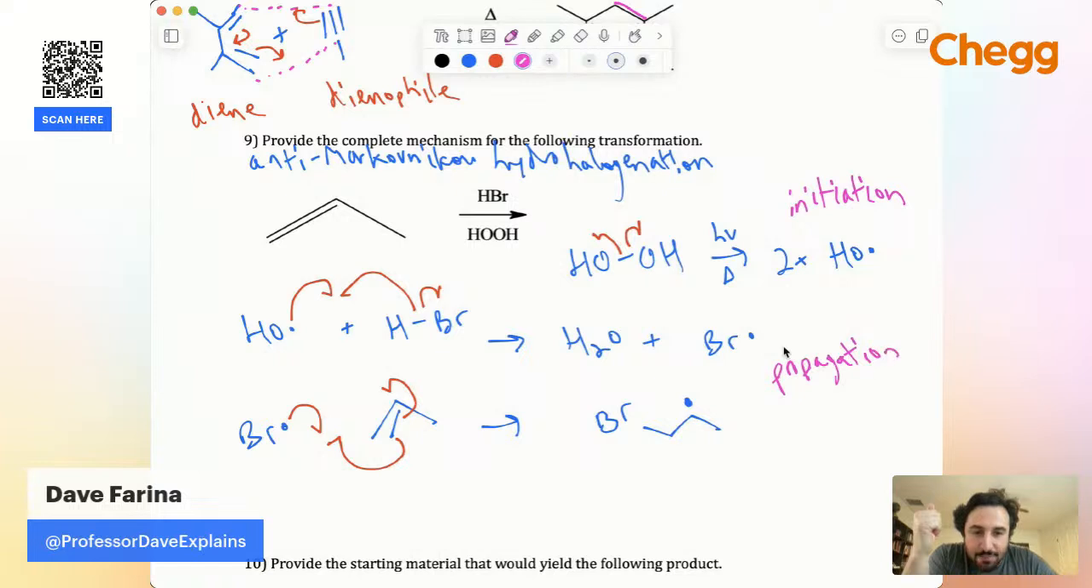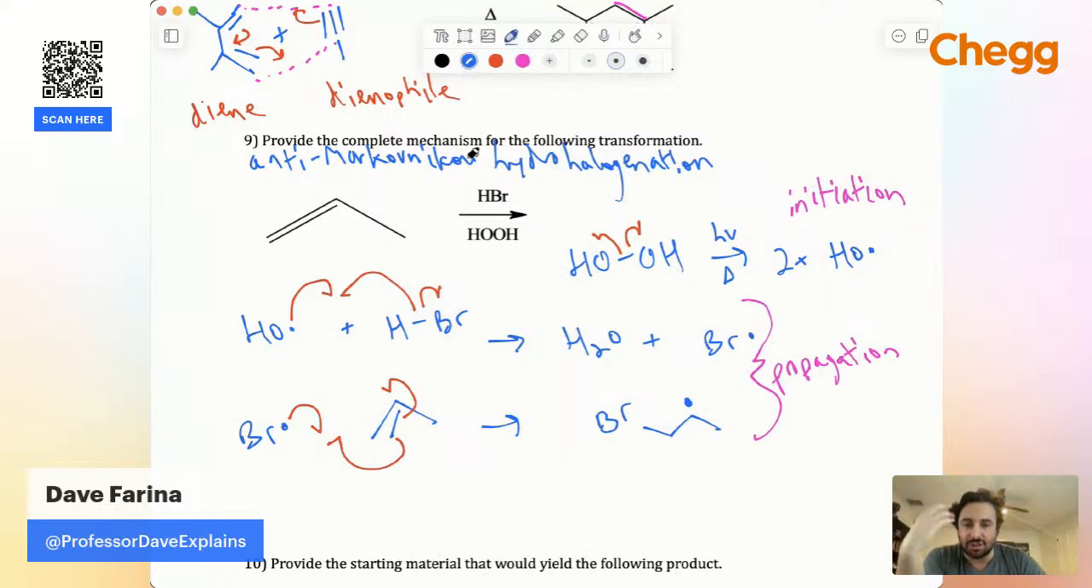Propagation steps can be endothermic or exothermic. It depends on the bond dissociation energies. You have to tally them up. And so initiation steps always go from covalent species to radical species. Propagation steps go from one radical and one covalent to another radical and another covalent. It's propagating the existence of radicals. You're getting new radicals. Then we can have a termination step, right?